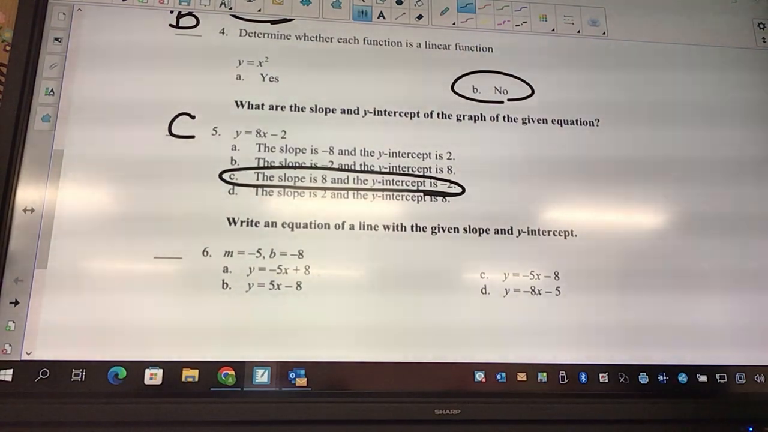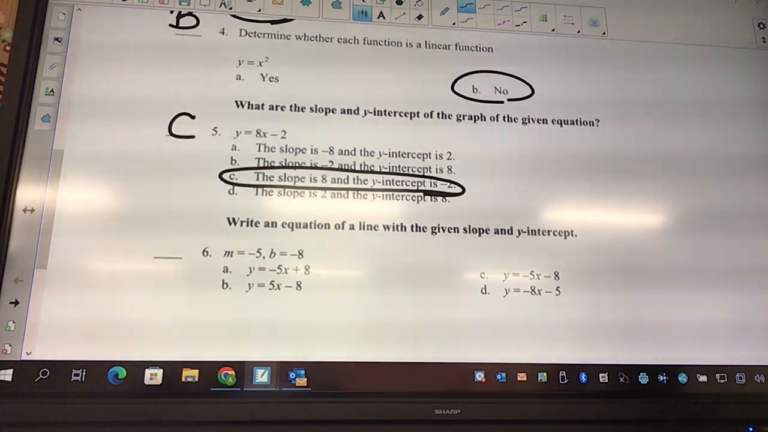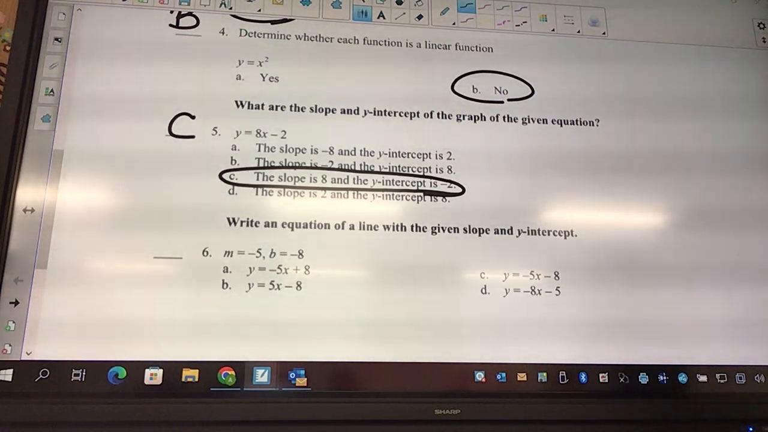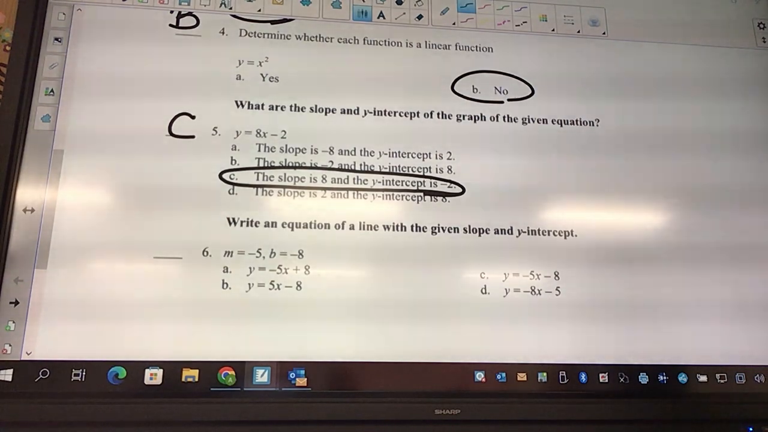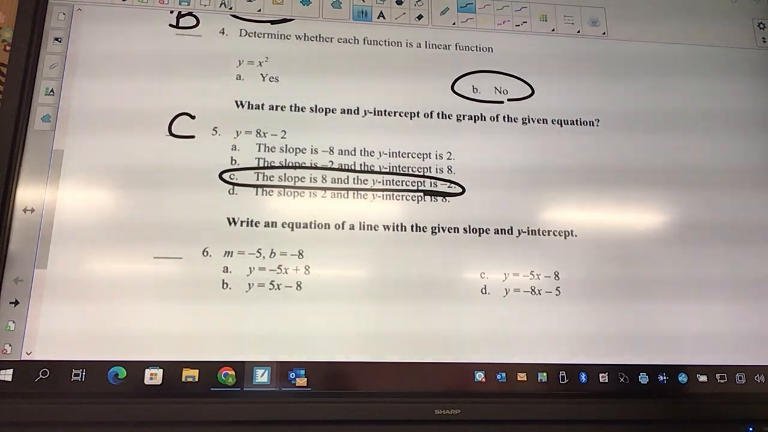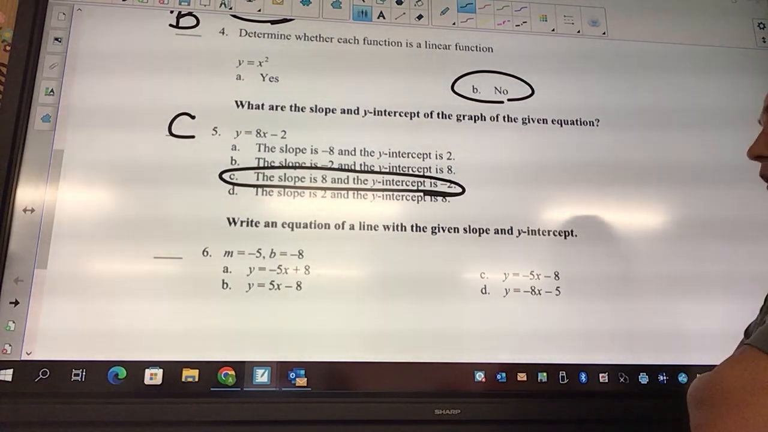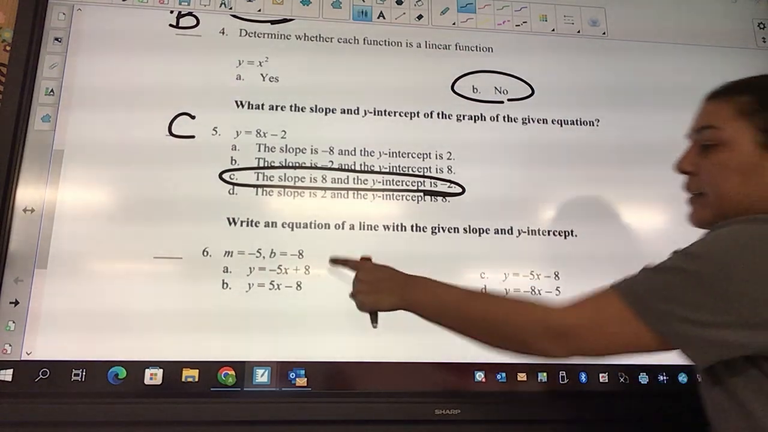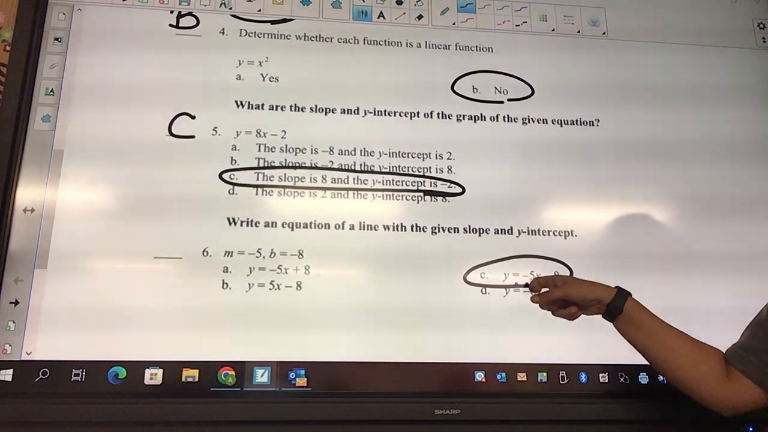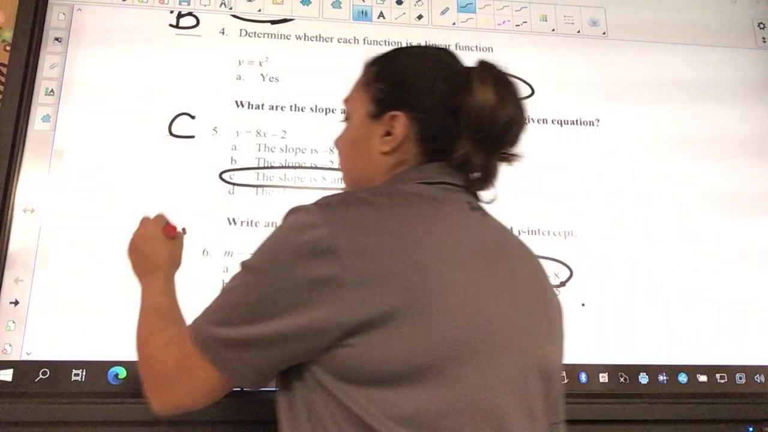Okay, write an equation of the line with the given slope and y-intercept. It is not A. What's wrong with A? It's C. What's the difference between A and C? The -8. Okay, this says +8. This is a -8. So we say y equals m, which is -5, x plus our b, which is -8. It's going to be C.